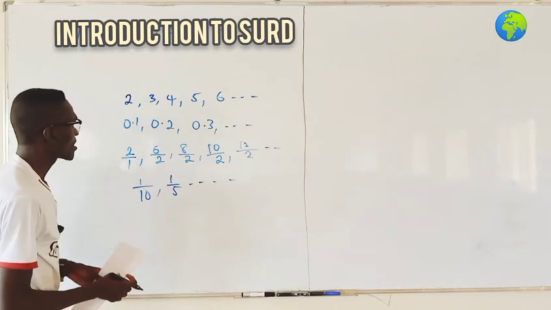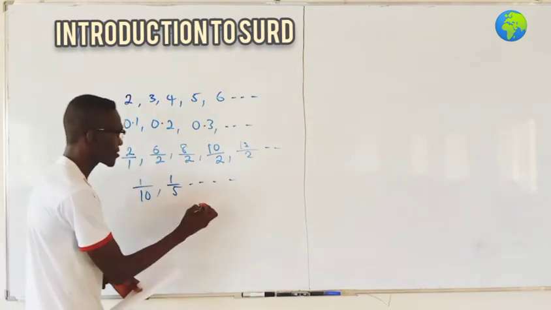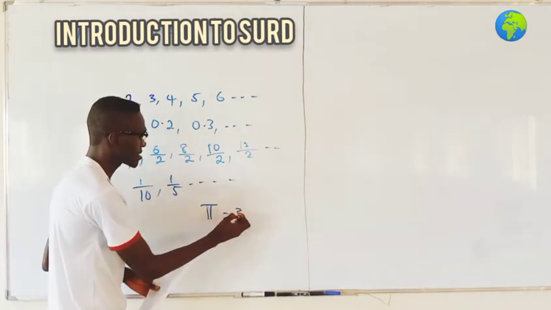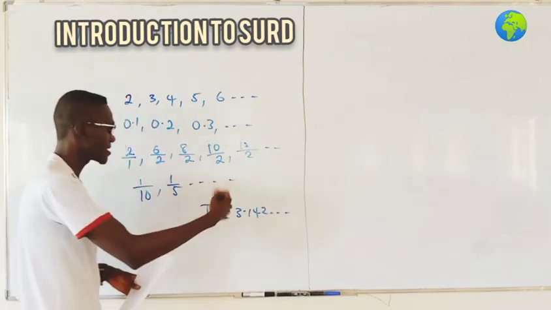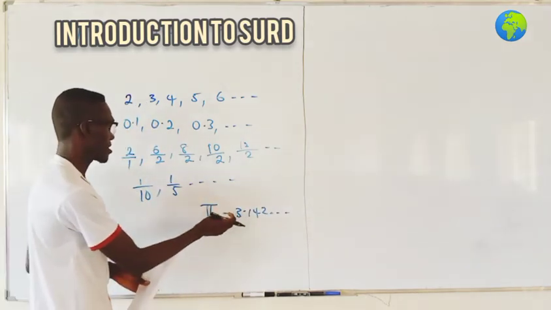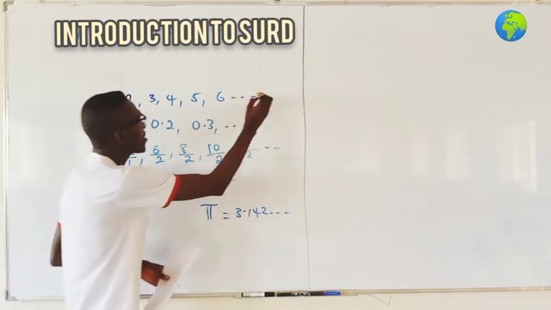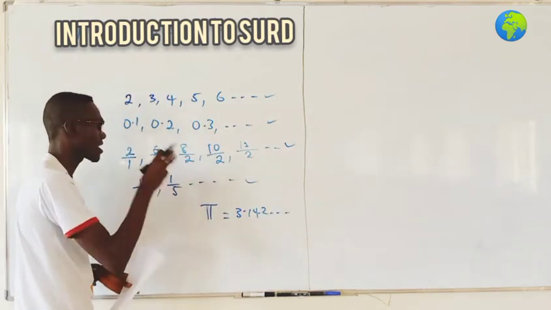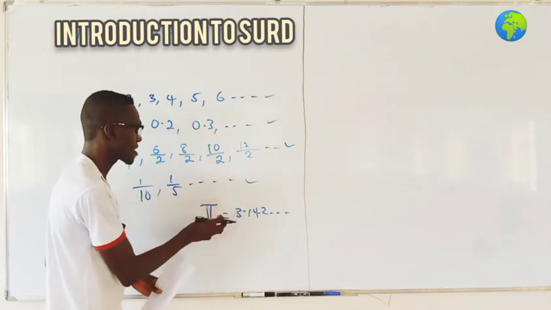So how about numbers that cannot be represented in this form? Let's talk about pi. Pi has the value of what? 3.142 continuously, right? That means it is not recurring. That's a number that cannot be represented in a rational form. So all these numbers are rational numbers. Numbers that cannot be represented in this form are called irrational numbers.